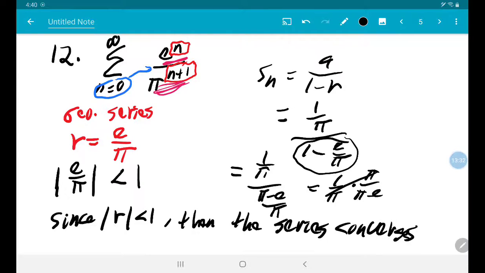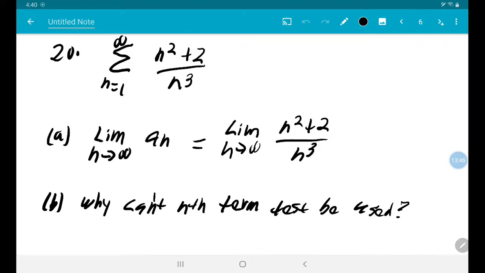So I can tell you that not only does it converge, but it converges to 1 over pi minus e, which is a pretty small number, but that's what it converges to.